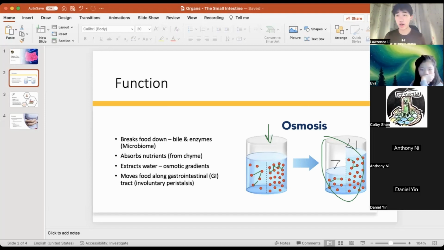Okay, but anyways, back to osmosis, guys. The way your small intestine absorbs water is that there is a lot of water inside the small intestine, but there is not a lot of water on the outside of the small intestine, right? So let me see if I have a piece of paper for me to draw this for you guys a little better. Okay, perfect. Let's say this is the wall of your small intestine.